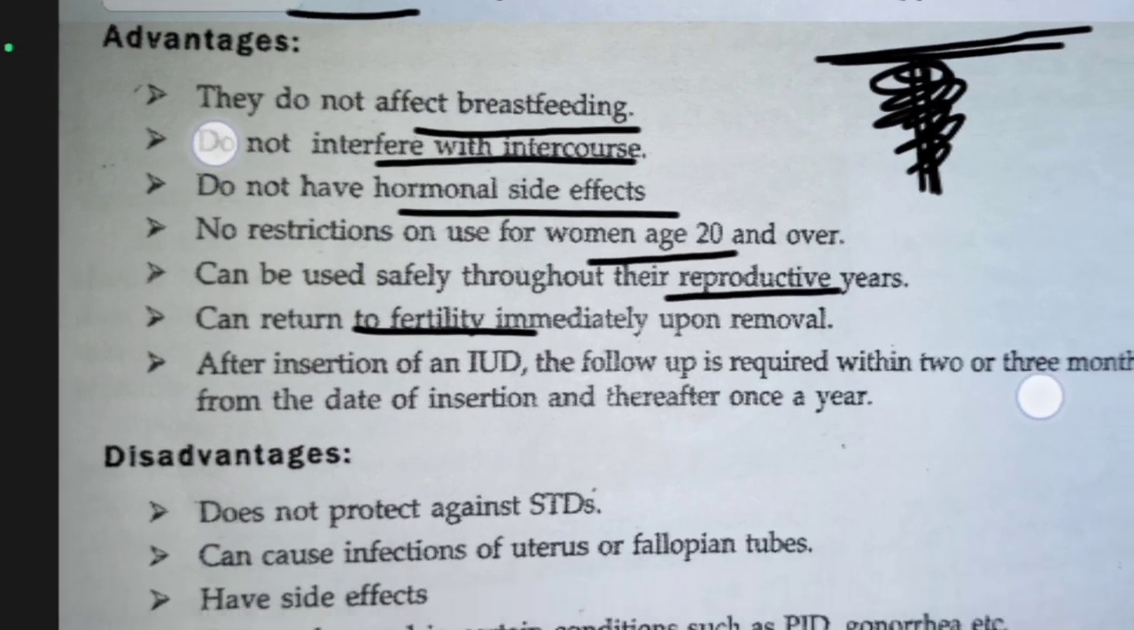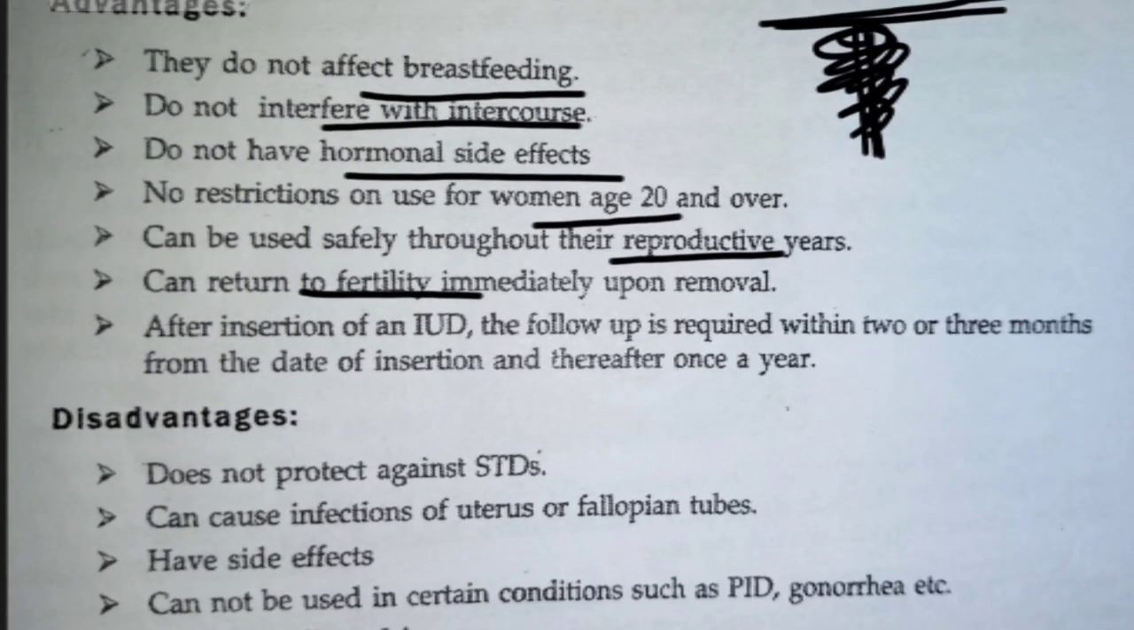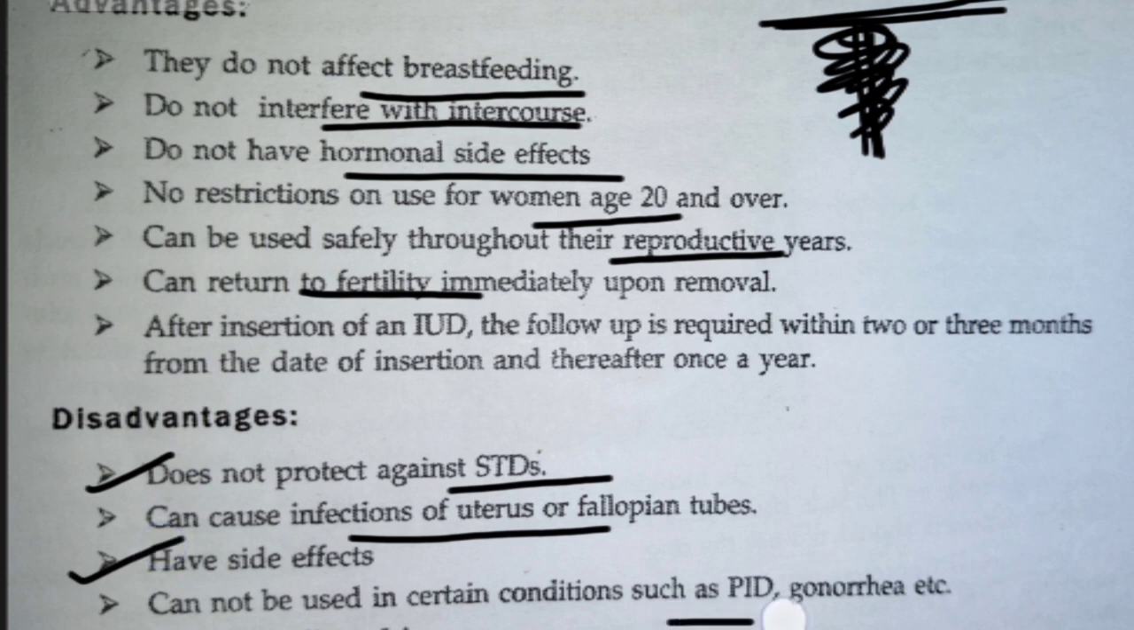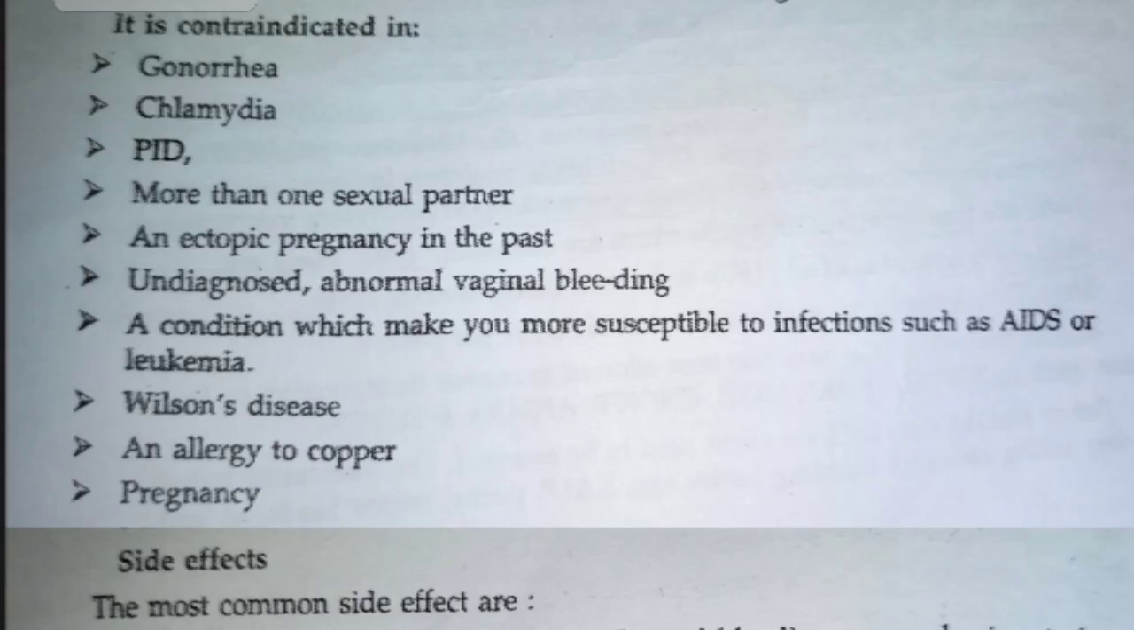And next we have the disadvantages. It will not protect us from sexually transmitted diseases, and an infection might occur because of it. They have some side effects, but not really severe ones, and these are examples of sexually transmitted diseases. These are the disadvantages of IUDs.